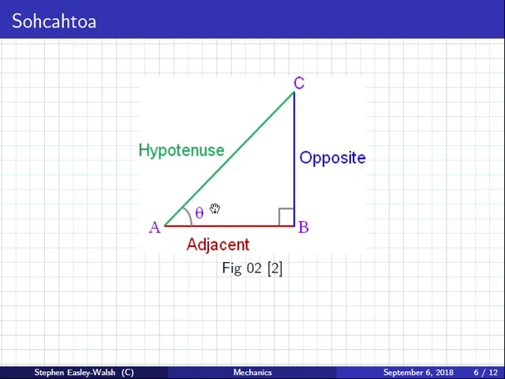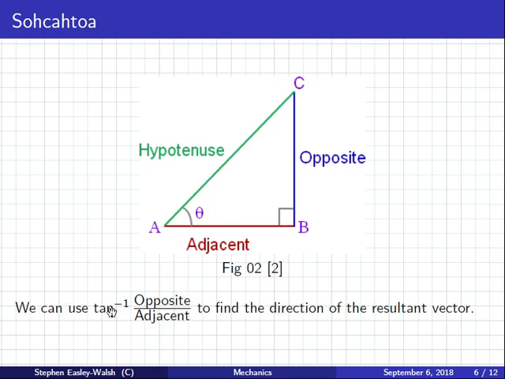Do you know sine, cos, tan? Okay. So which should we use, sine, cos, tan? Usually we use tan, because we usually know this and this. So we usually use tan to get theta. So we can say that tan inverse, opposite over adjacent, gives us the direction, the theta.